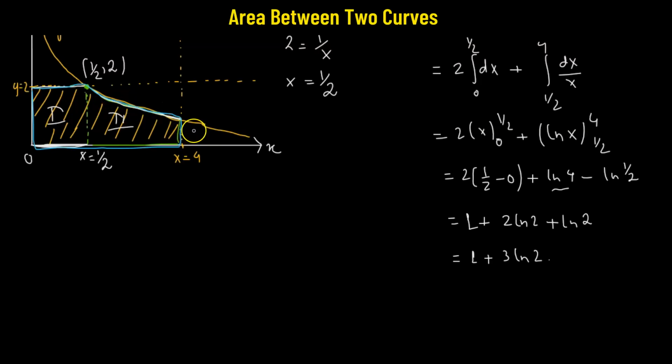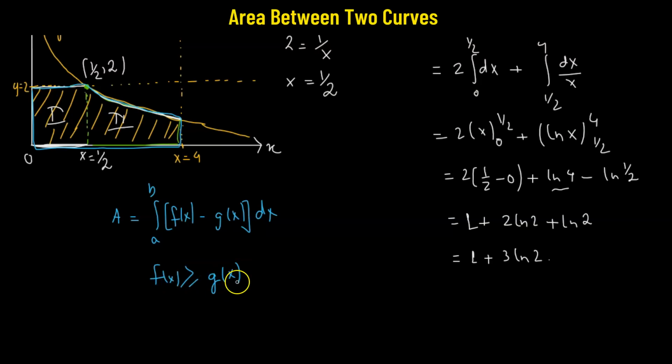So this is how we can obtain the area between curves using the formula: integration going from a to b of f of x minus g of x dx, with the criterion that f of x must be greater than g of x. Fine. So let's end the lecture here today. See you in the next class.